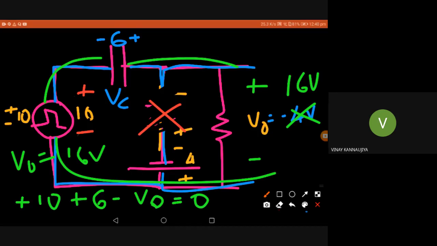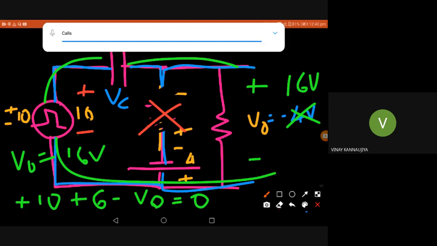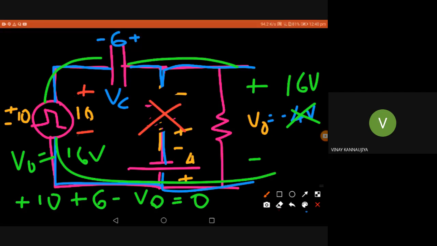Is it okay? Rajneesh is asking, please draw the graph of VC. Yes, that is a good question. Let's try to draw the graph of VC.